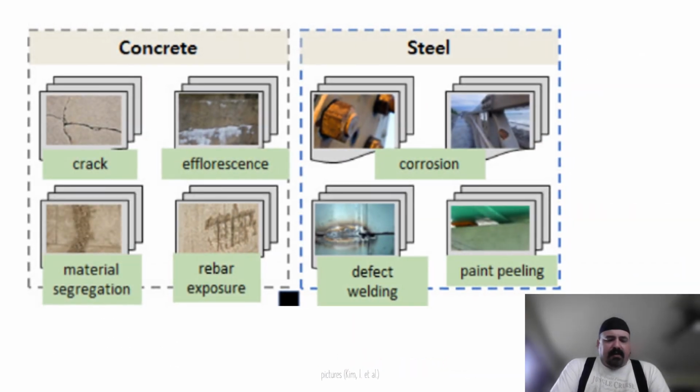The defects that it was trained on for concrete bridges include cracks, efflorescence, breakage, water leaks, material segregation, and rebar exposure. The criteria for steel bridges were corrosion, cracks, bolts, defect in welding, and paint peeling. Being able to use the data from flights to take detailed measurements of defects allows engineers to better prepare for the repair process.